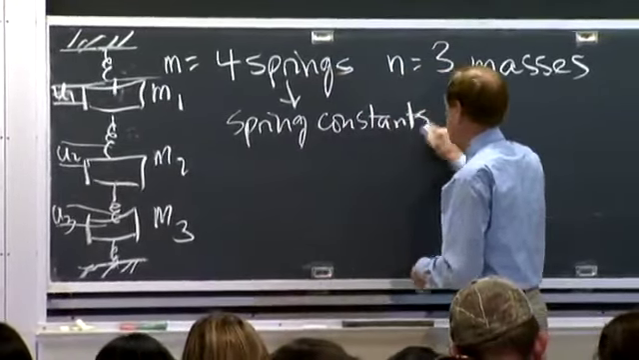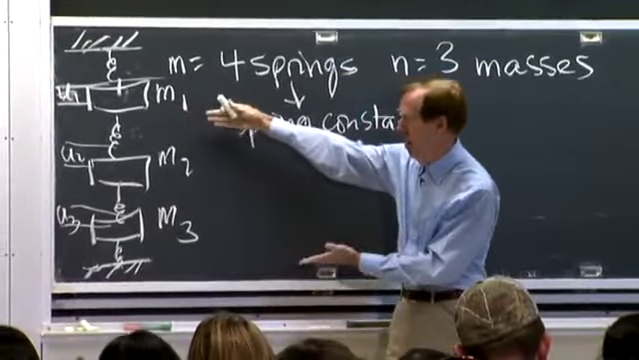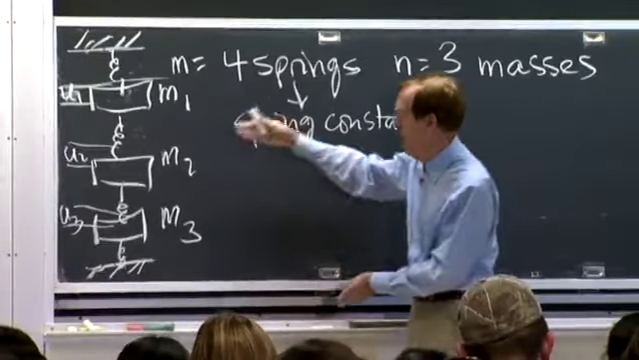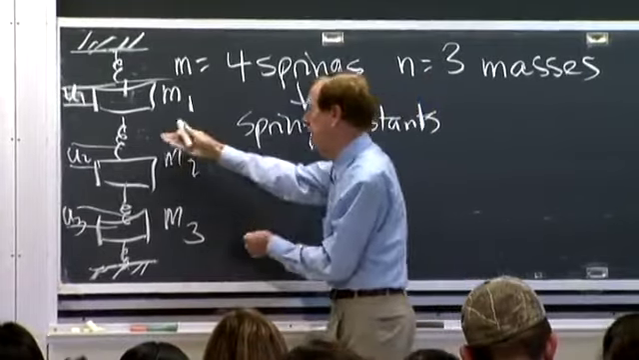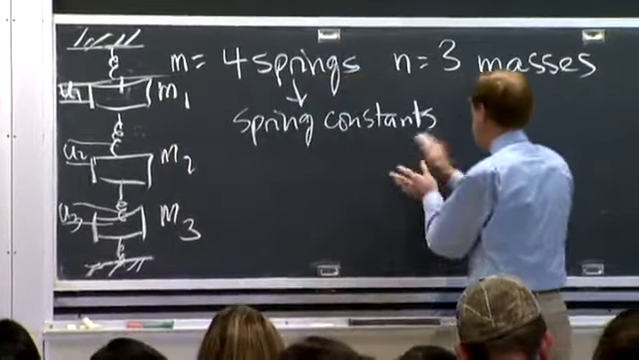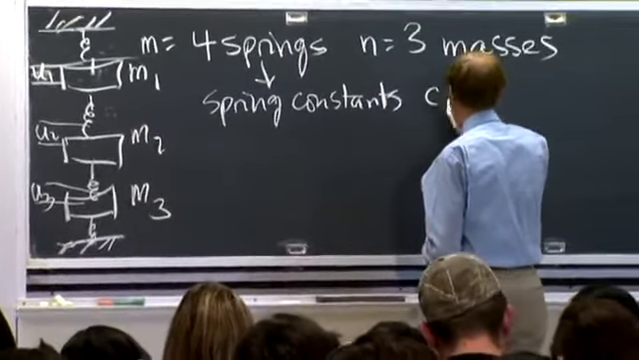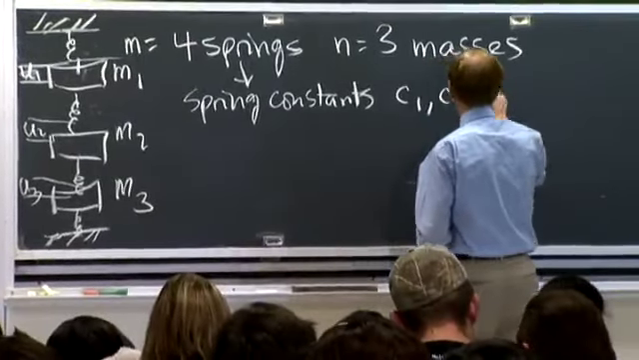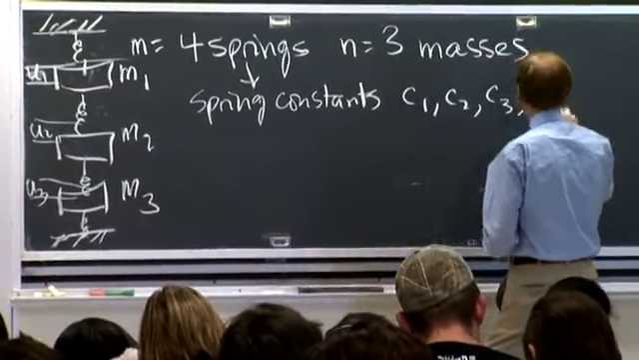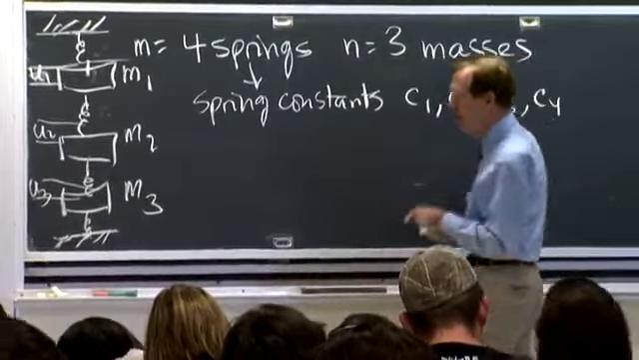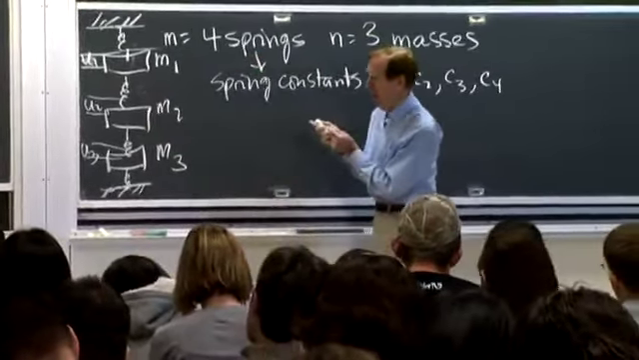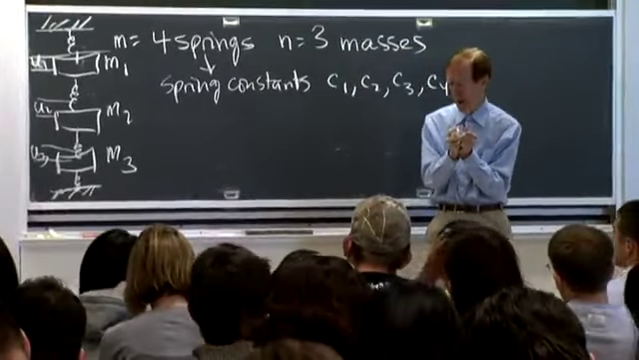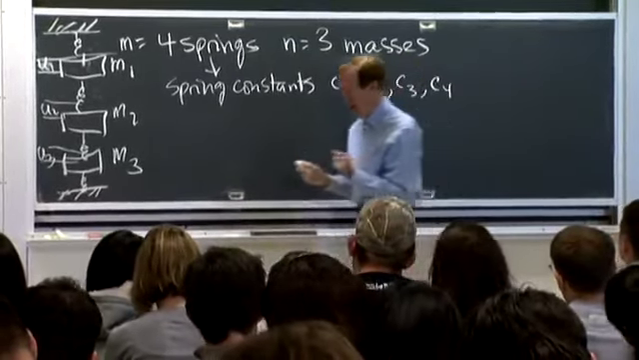So I haven't completed the description of the problem until I've told you about the springs themselves and the masses. Okay, so the spring constants will be C1, C2, C3, and C4. And now what does Hooke's law say? Usually this physical law in the middle, we keep it linear.